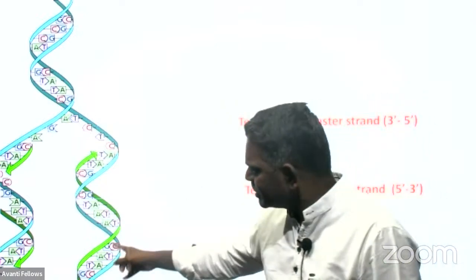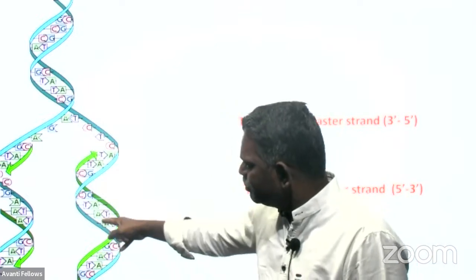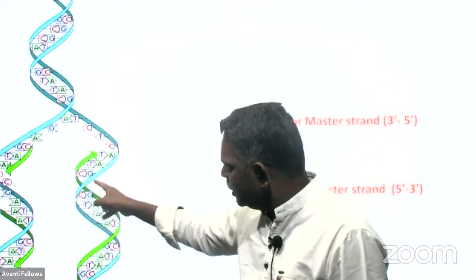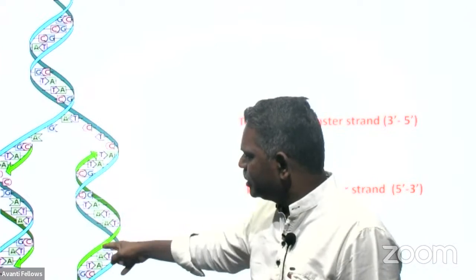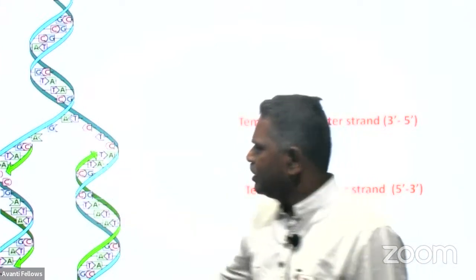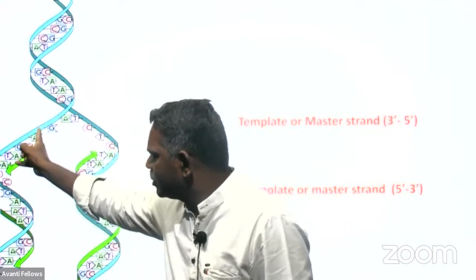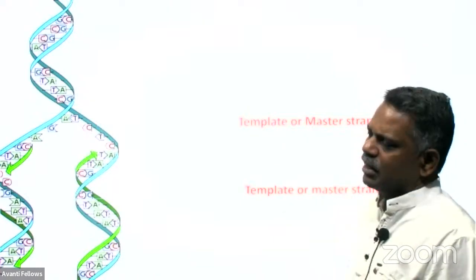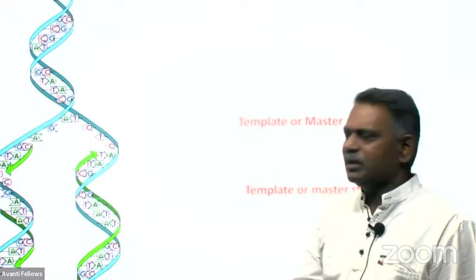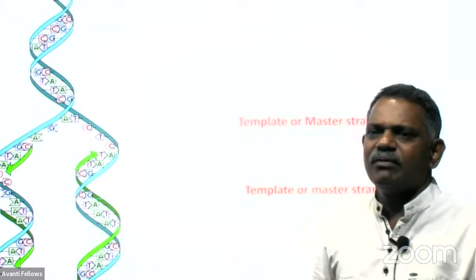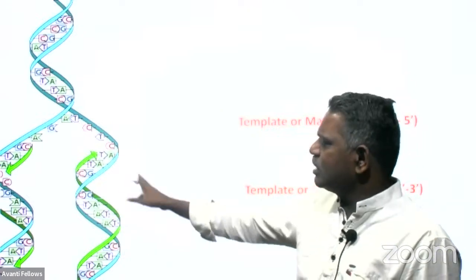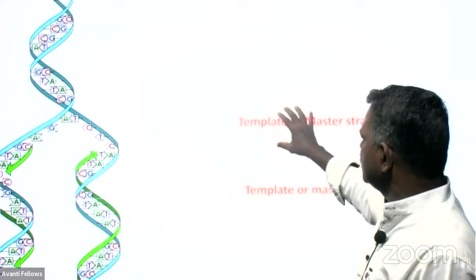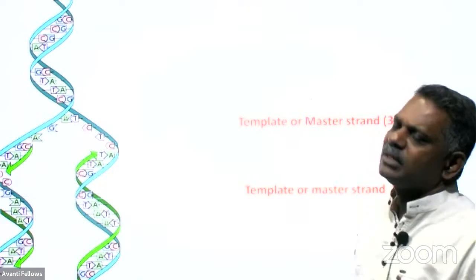So here, the new strand is constructed according to the nitrogenous base sequence present in the template or master strand only. And this master strand gives the information on what type of nitrogenous base should be placed for the new strand. That is why we call it the template strand or the master strand. The new DNA strand is constructed because it is semi-conservative, and whenever it is constructing a new strand, the sequence of nitrogenous bases should be based on the master strand or template strand only.